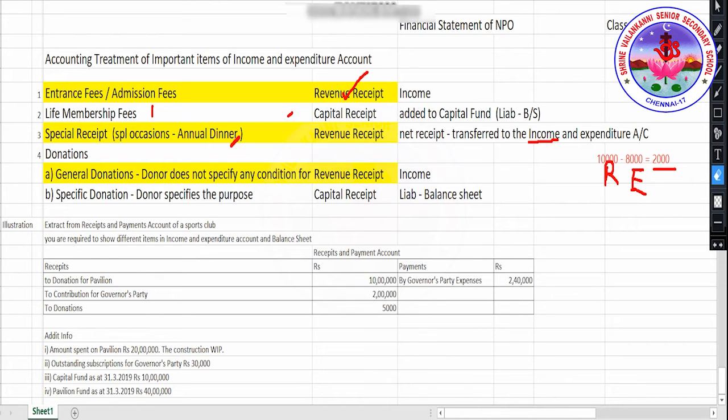But there's something called specific donation. The donor specifies the purpose. It is a capital receipt. What is that?